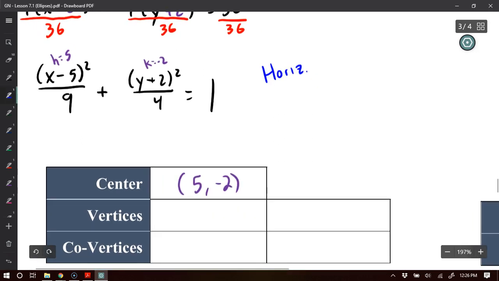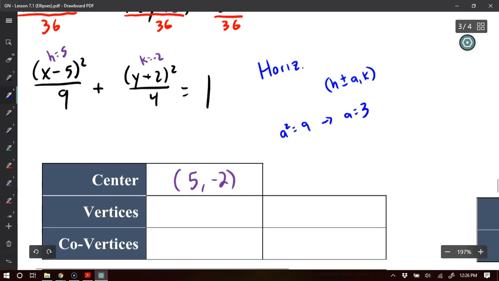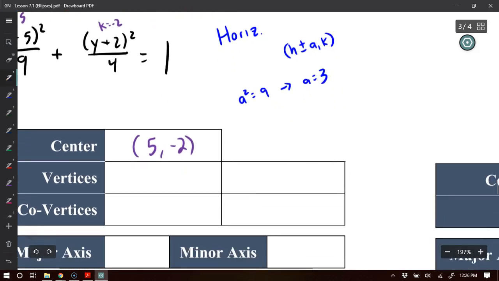The horizontal ellipse formula says H plus or minus A comma K for your vertices. So I need A. Well, A squared is 9, which means your A is 3. So if I want to plug into the formula, I can. I can do 5 plus or minus 3 comma -2. And that would give me for my vertices on it 2, -2, and 8, -2.